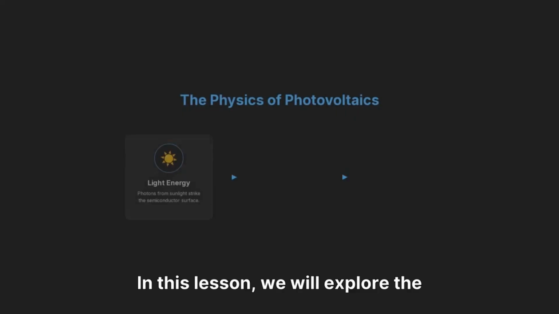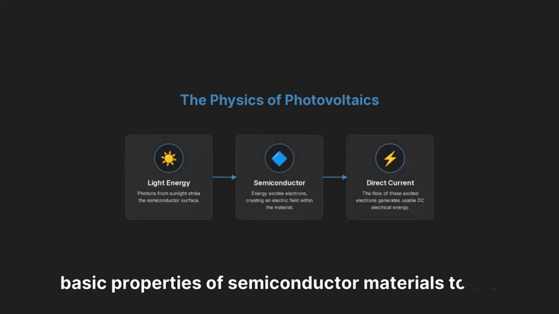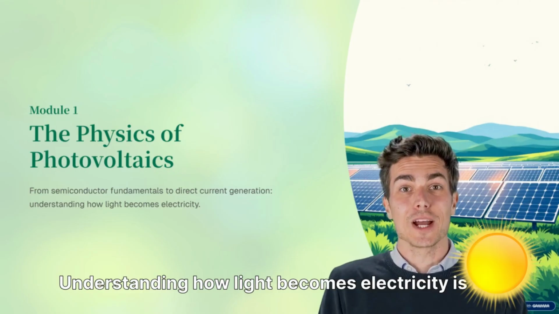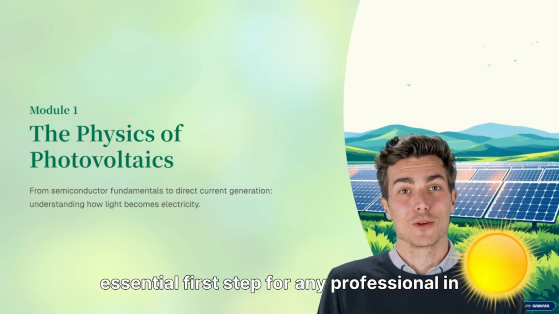In this lesson, we will explore the fundamental physics of photovoltaics, moving from the basic properties of semiconductor materials to the actual generation of direct current electrical energy. Understanding how light becomes electricity is the essential first step for any professional in this field.